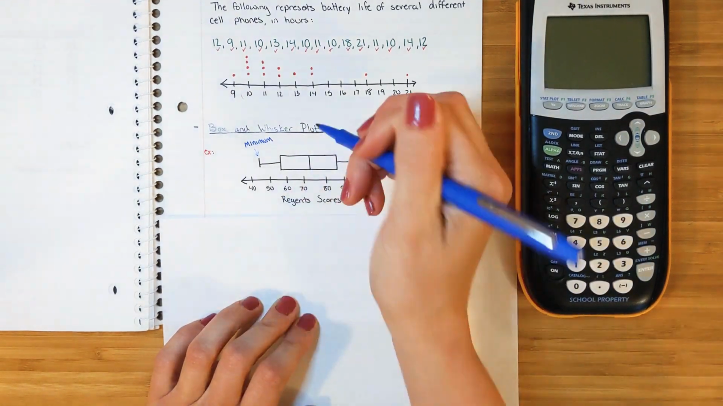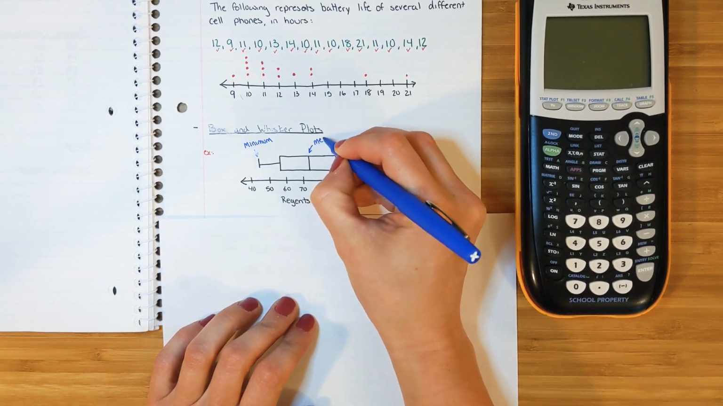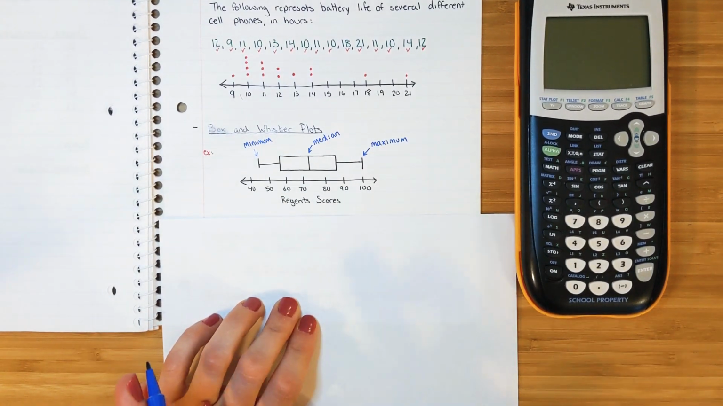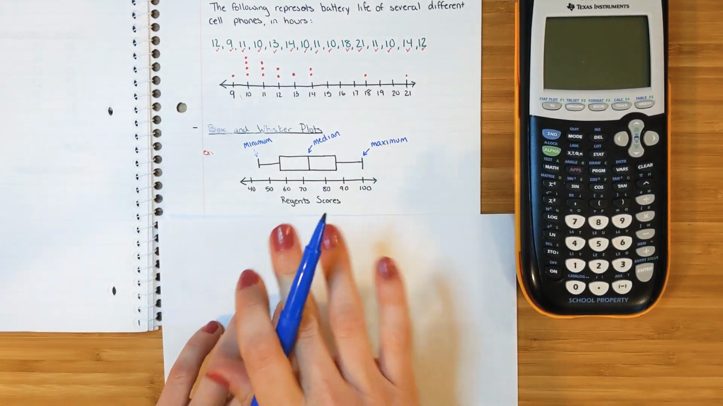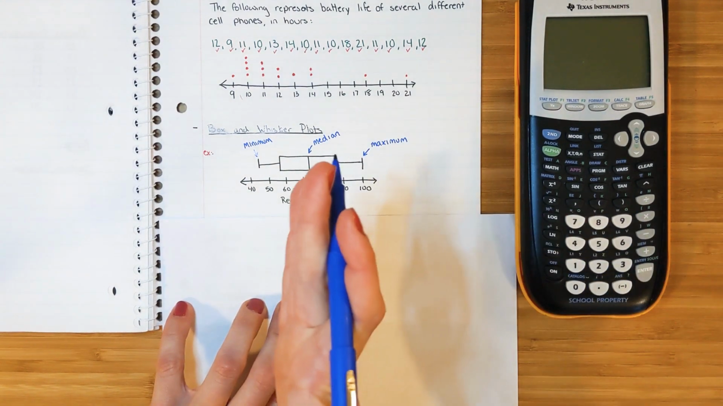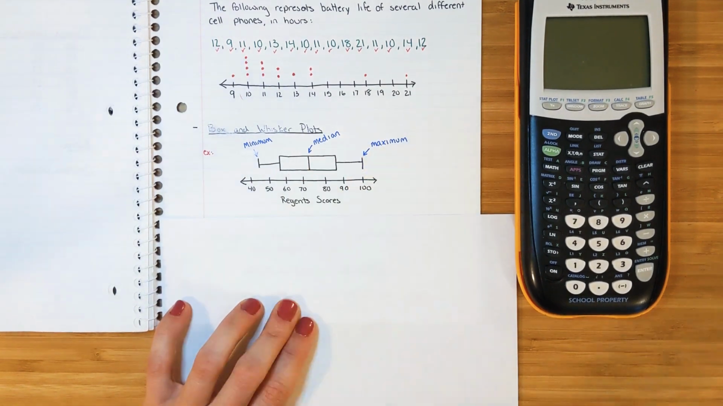Okay, now the line through the center of our box, that is our median. Remember the median is the physical middle of your data set. So this median would represent having half of the values on the right hand side and half of the values on the left hand side. That would be our physical center number of our data.